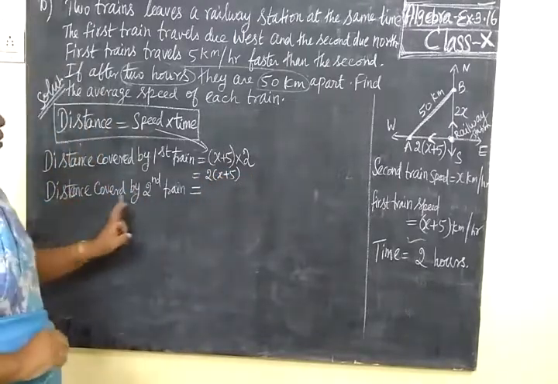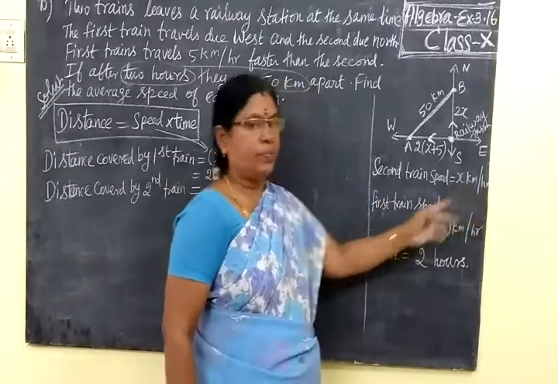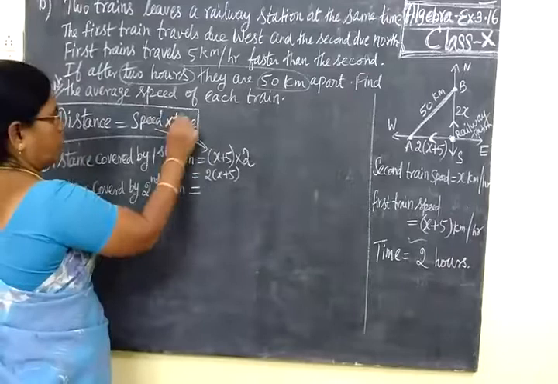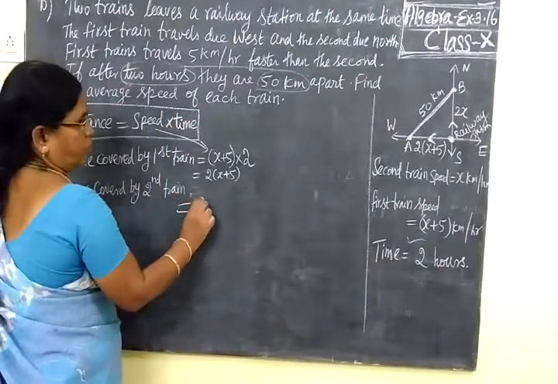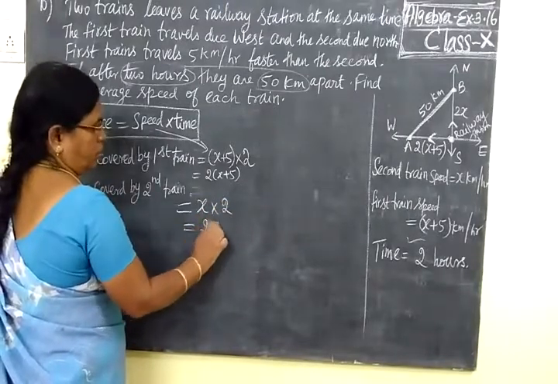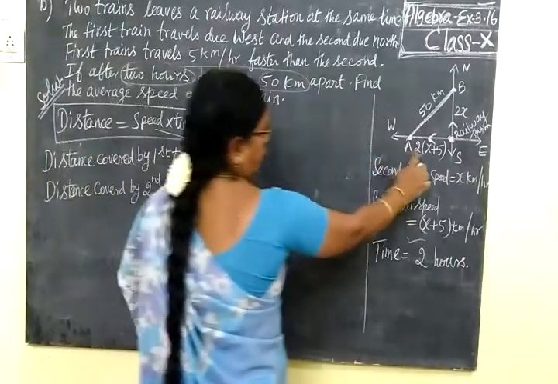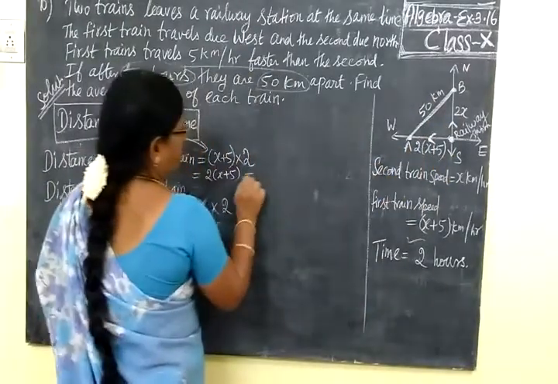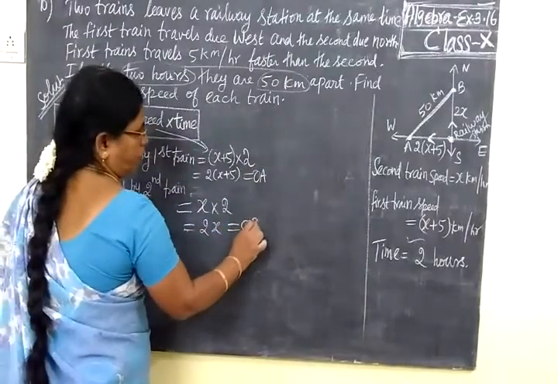Next, the distance covered by the second train. The speed of the second train is x kilometer per hour. The same formula, speed into time: speed is x, time is 2. So equal to 2x. If the distance is 2 bracket x plus 5, now we have OA, and this is OB.